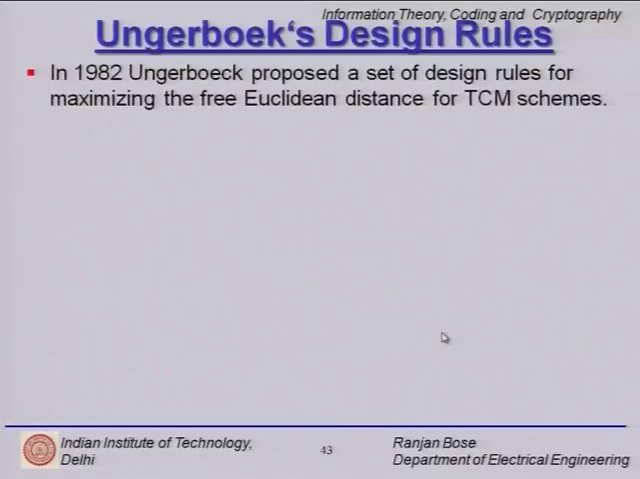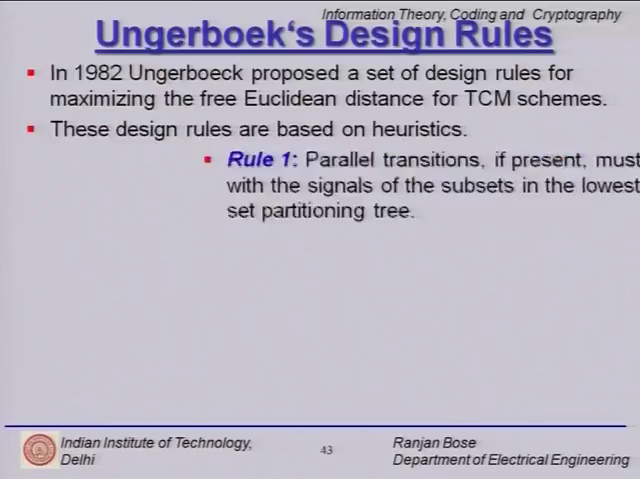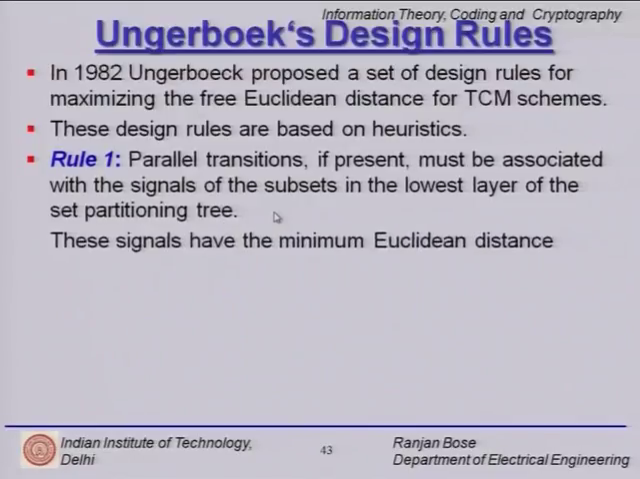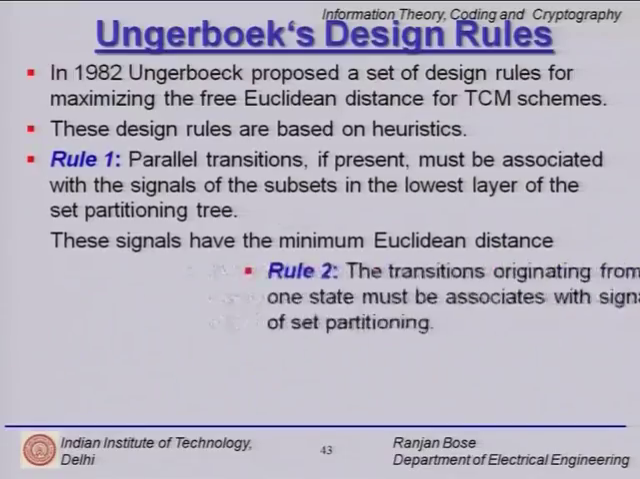So, let us look at the design rules first and then revisit the example. These were proposed in 1982 by Ungerboek. These are heuristic design rules. What are the rules? They tell us how to assign symbols from the set partitioning to the trellis. If your trellis has parallel transitions, then they must be associated with the signals of the subset in the lowest layer of the set partitioning tree, that is, they are maximally apart. They have the minimum Euclidean distance.